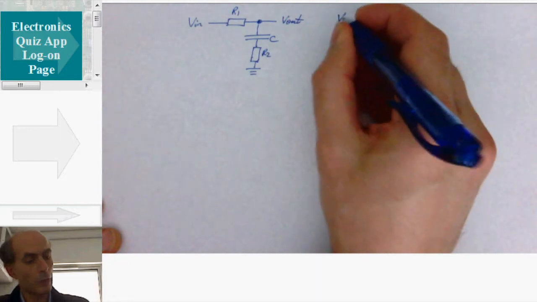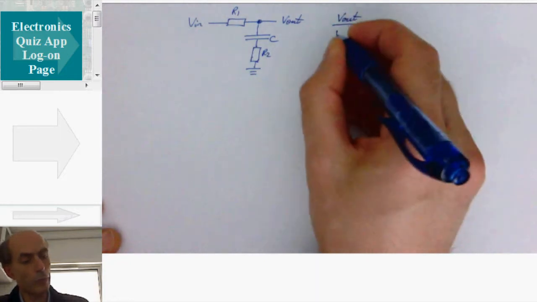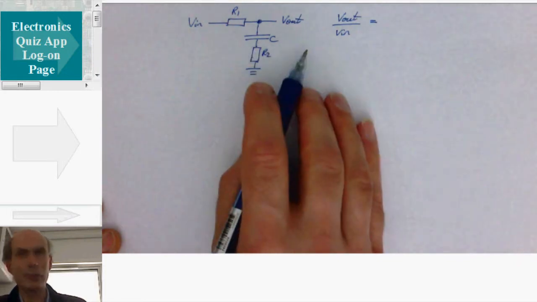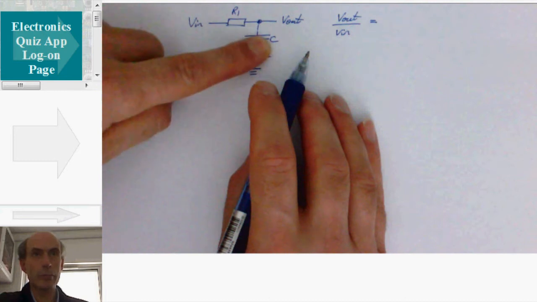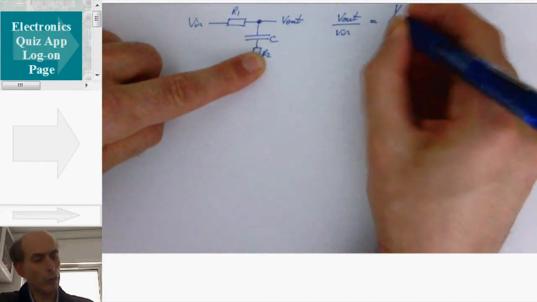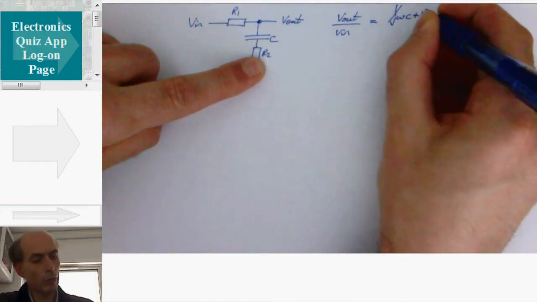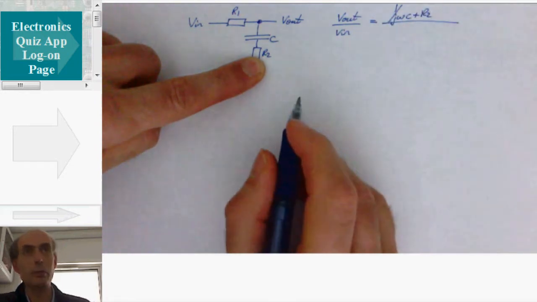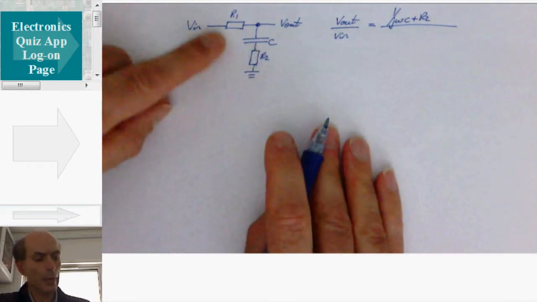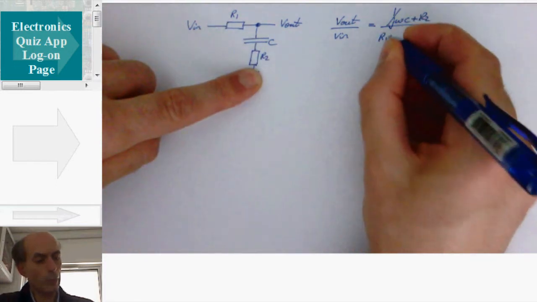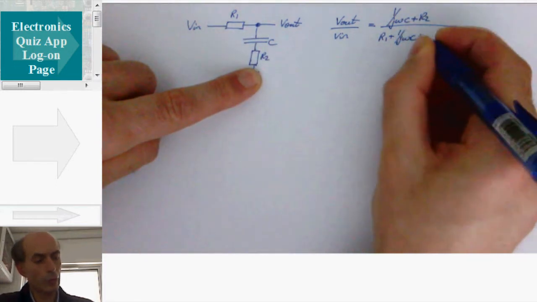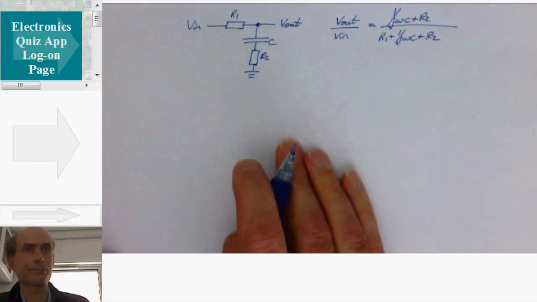This means that we could then write our frequency response, V out over V in. Once again, it's a potential divider. This time, the total impedance of this part of the circuit here is 1 over j omega C plus R2, using the complex impedance of the capacitor. And then the total impedance in the divider is R1 plus 1 over j omega C plus R2.